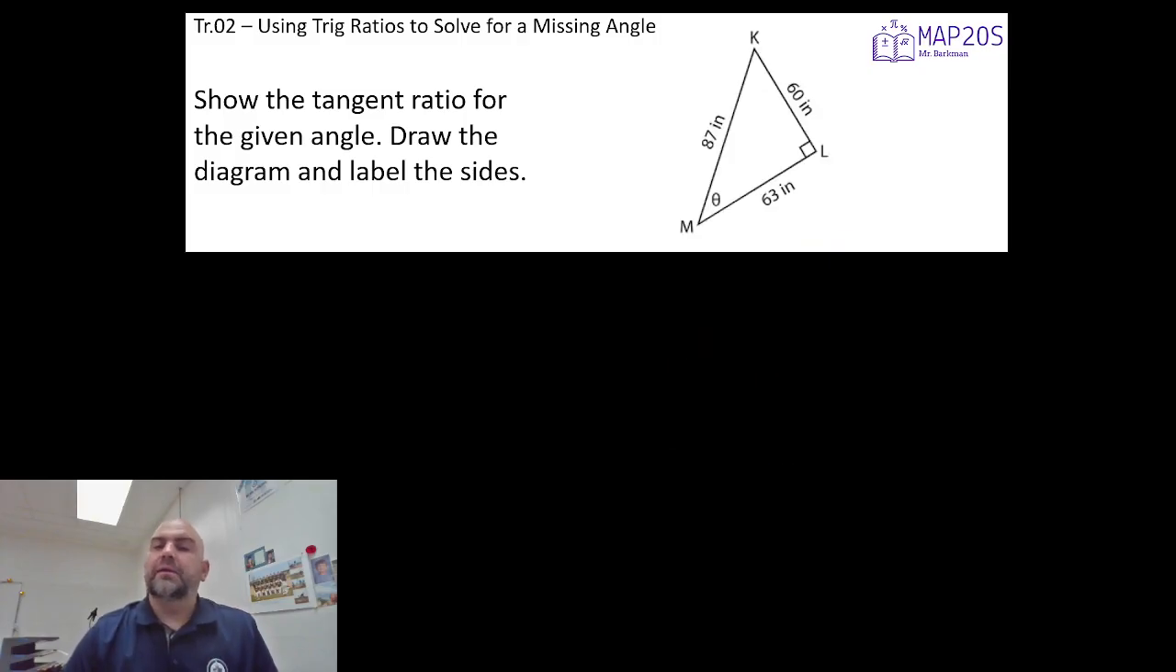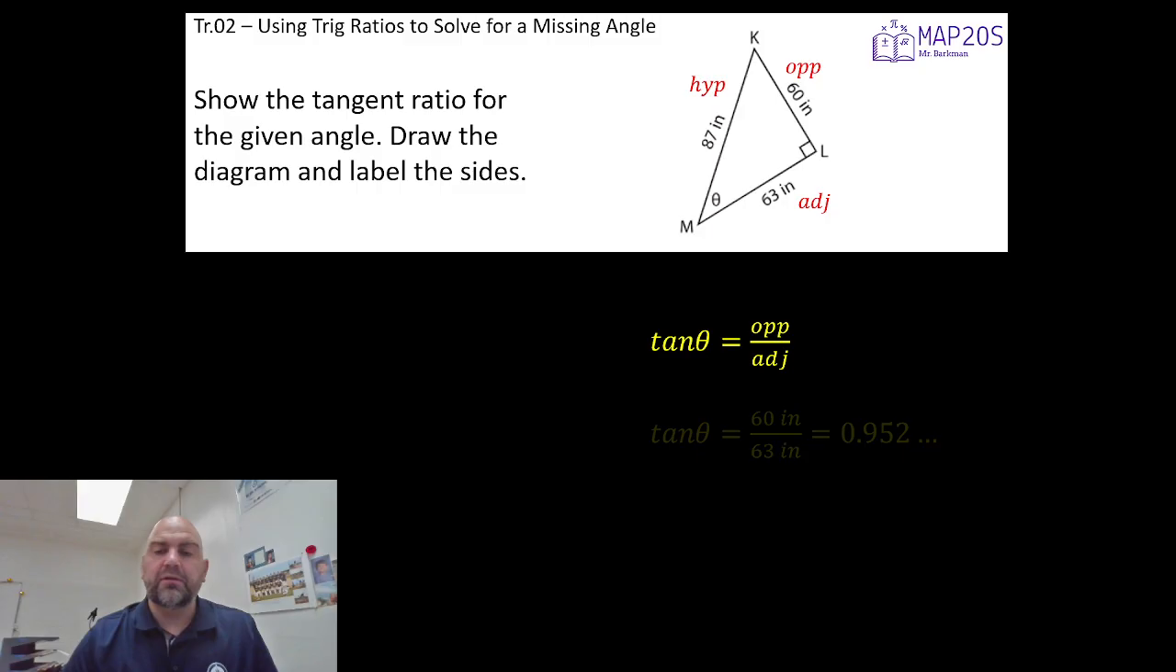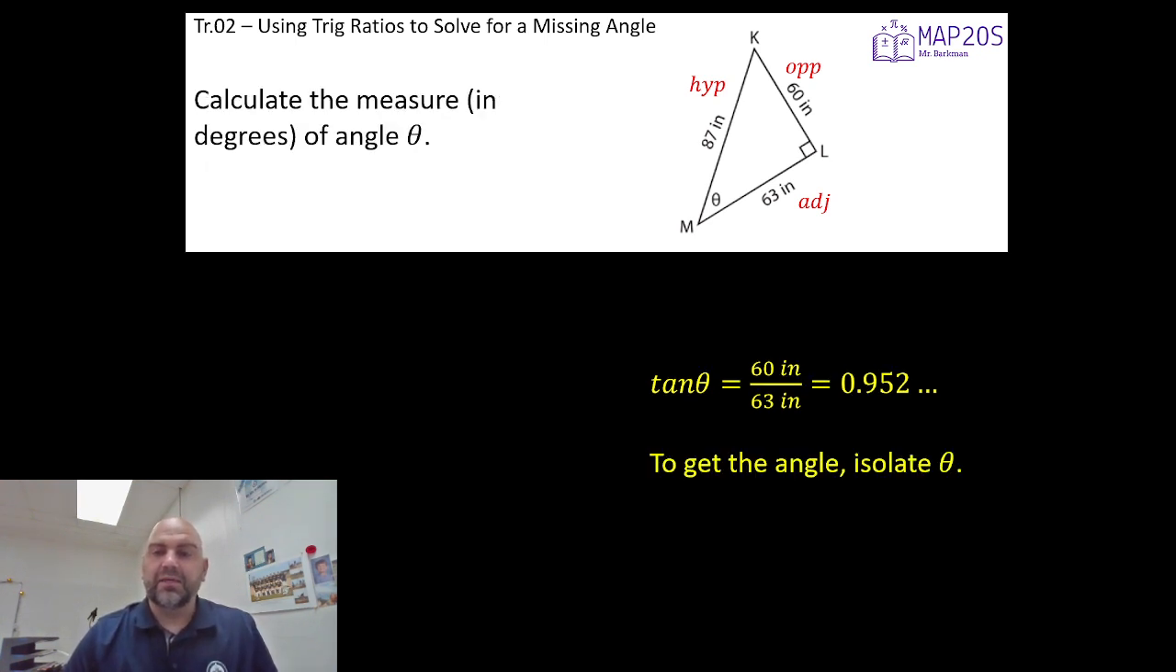Tangent ratio. Okay, first of all, where's our angle? Well, it's on the bottom there, it's M. So we're going to label our sides as such. We have our adjacent on the bottom there, 63. Opposite is 60, and the hypotenuse is 87. And our tangent ratio will be 0.952. Are you getting this? Yeah? Awesome.